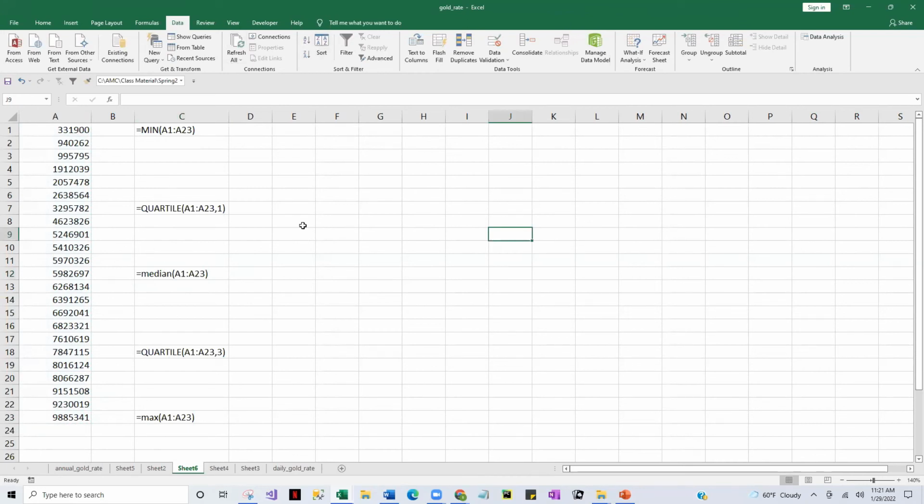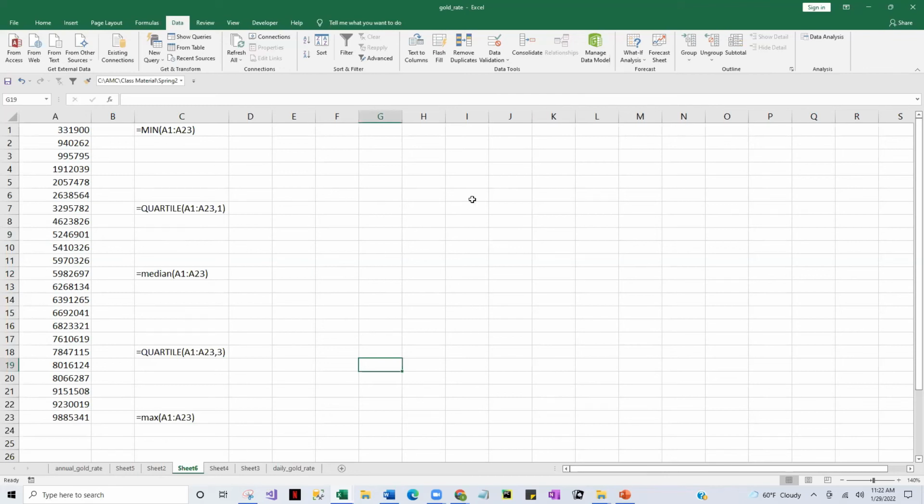You're good with the 5-number summary? The 5-number summary is where you get the minimum, maximum, median, Q1 and Q3. Q1 is the median between min and median, and Q3 is the median between median and max. So this is the 5-number summary.